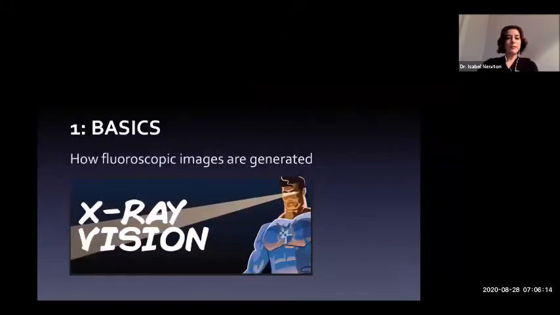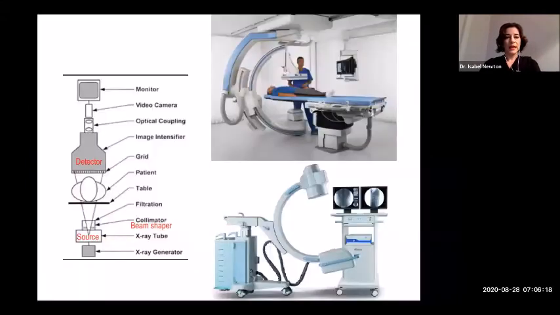So we're going to start with the basics, how these fluoroscopic images are generated. Over here is kind of a schema of the fluoroscopy machine. You have the source, which is usually beneath the patient, and you have the detector, which traditionally has been called the image intensifier or the II. Now it's not the sort of analog detector that it used to be. It tends to be a digital detector, and so we'll refer to it as the detector.